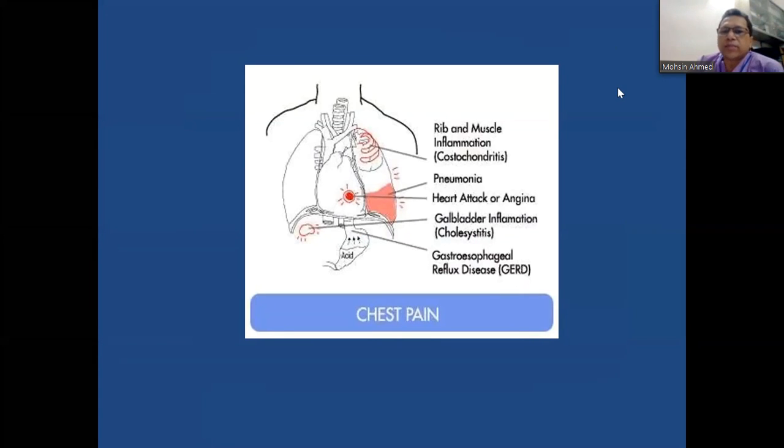So you should examine the ribs and muscle for inflammation, costochondritis, the lungs and respiratory system for pneumonia, also angina, myocardium, so cardiac. Some gallbladder pain also refers to the chest, such as polycystic gallbladder, cholecystitis, also reflux. So whether it is abdominal, cardiac, respiratory, musculoskeletal, also some neuropsychological disorders should be searched for in chest pain.